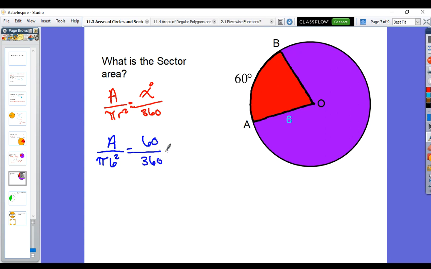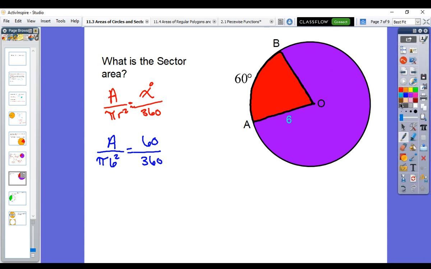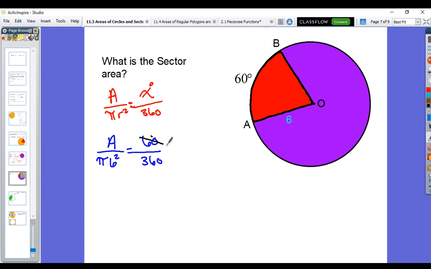So let's simplify this for ourselves. Again, you can reduce right here. 60 goes into 60 one time, 60 goes into 360 six times. So that's 1 over 6. So those are smaller numbers here. So we got A over 36 pi on this side, because 6 squared is 36, with pi. We leave it in pi form until the very end. Is proportional to 1 over 6.